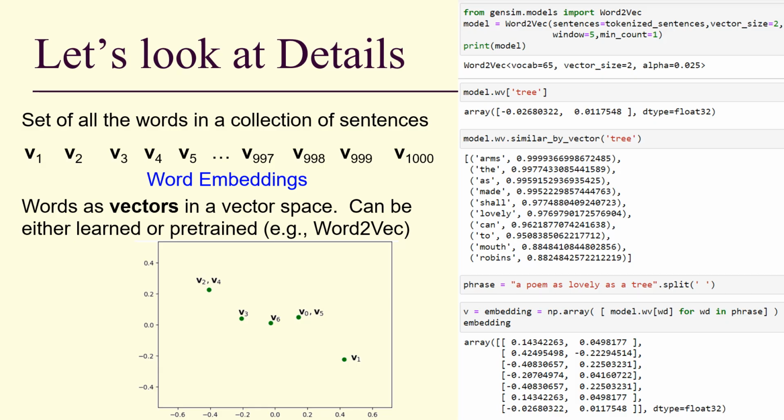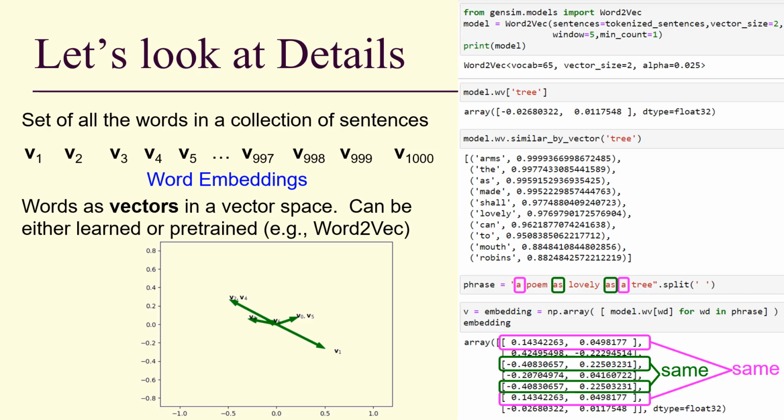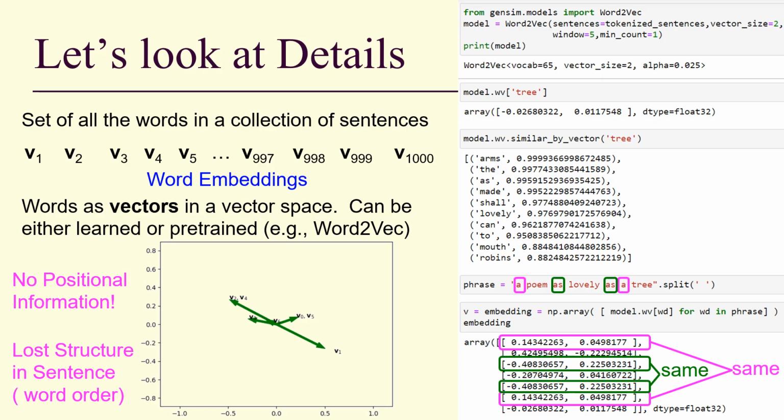But notice that V0 and V5 are the same. They're both the word "a." And V2 and V4 are the same. They're both the word "as." So we have these points that are word embeddings, and we have unique vectors for each word, but we've lost the information about where these words are in the sentence. Now we want to think of these as vectors, but we don't have any positional information. In other words, the word order of the sentence is not represented by these vectors.